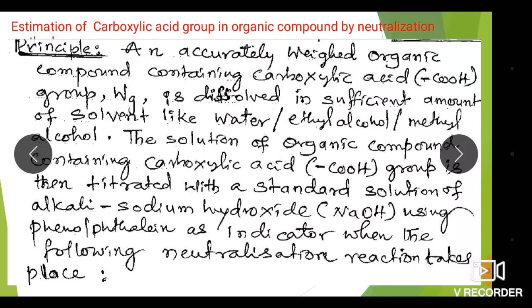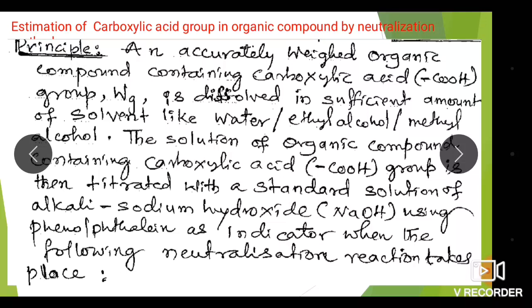An accurately weighed organic compound containing a carboxylic acid group, COOH, W gram, is dissolved in a sufficient amount of solvent like water, ethyl alcohol, or methyl alcohol. The solution is then titrated with the standard solution of alkali, sodium hydroxide, using phenolphthalein as an indicator, when the following neutralization reaction takes place.